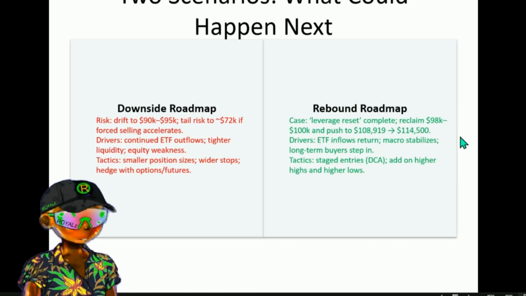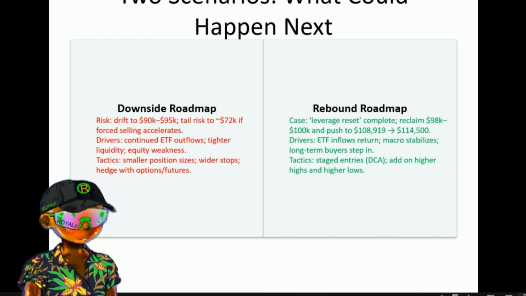So what's the downside? There are two scenarios. Downside roadmap: risk drifts to 90K, 95K. Tail risk maybe to 72,000 if forced selling accelerates. Oh my gosh, we get continued ETF outflows, tighter liquidity, equity weakness. Small position sizes, wider stops, hedge with options and futures. That's a downside roadmap, and that's possible. We never know. It could potentially happen.